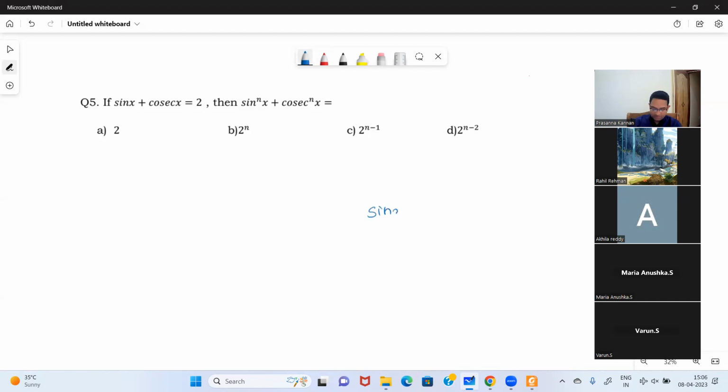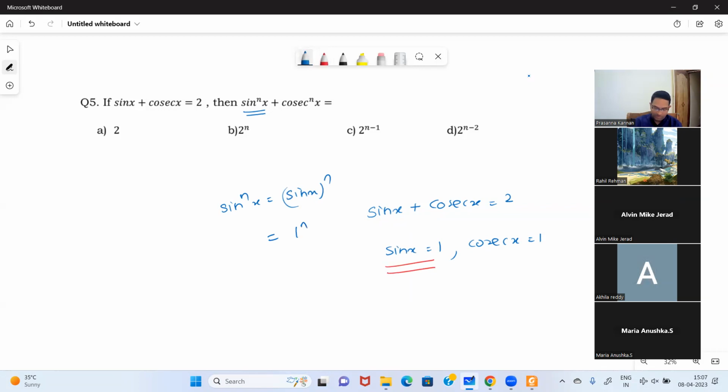If sin x plus cosecant x is 2, then there is only one possibility: sin x is 1 and cosecant x is 1. No other possibility. So what will be sin power nx, guys? It is nothing but sin x power n. But what is sin x? I told you, 1. So it's 1 power n.